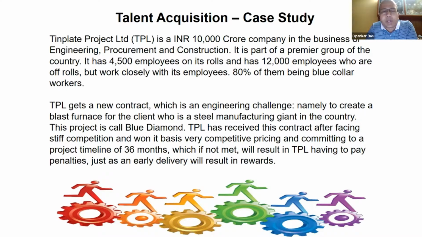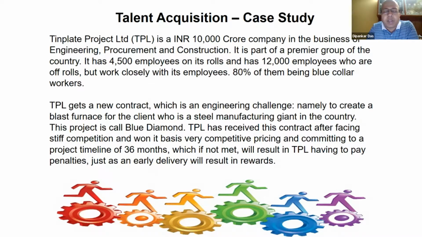Now they get a new contract, which is an engineering challenge, namely to create a blast furnace for the client, who is a steel manufacturing giant in the country. This project is called Blue Diamond. So TPL has received this contract after facing stiff competition and won it basis very competitive pricing. So that means there is a cost pressure and committing to a project timeline of 36 months, which, if not met, will result in TPL having to pay penalties, just as an early delivery will result in rewards.